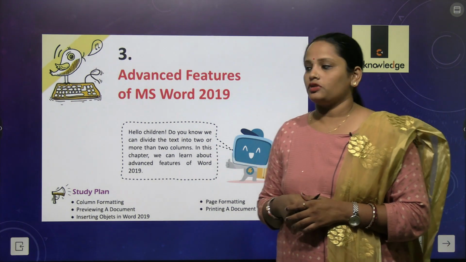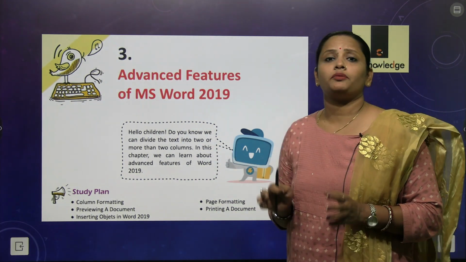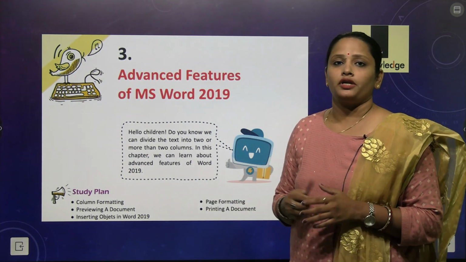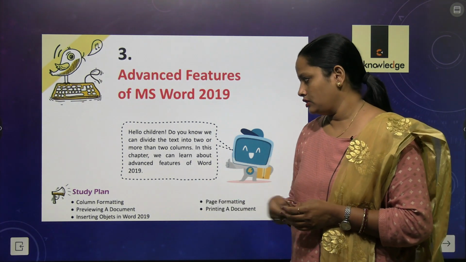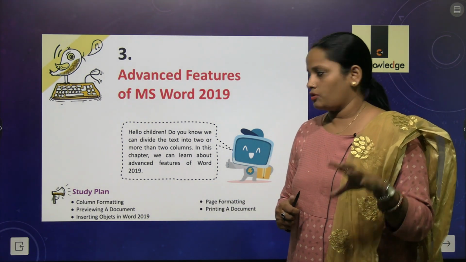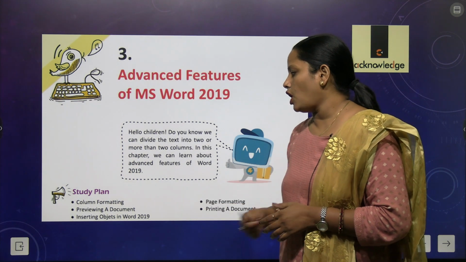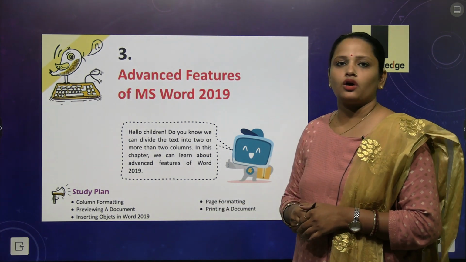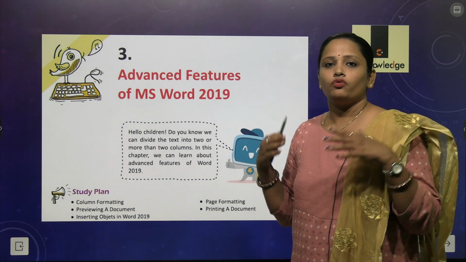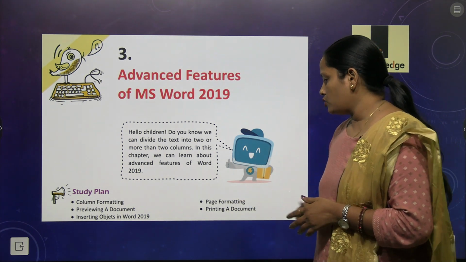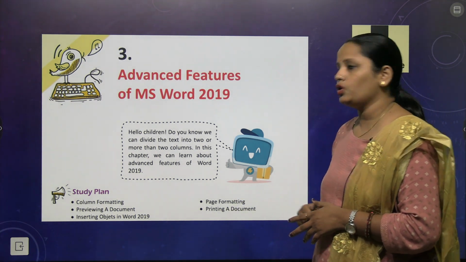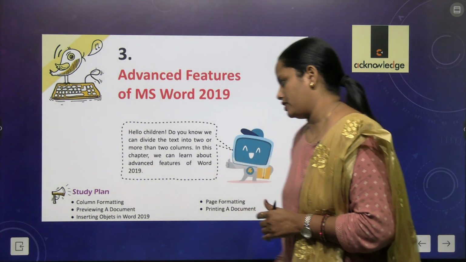So this is chapter 3. In this chapter we are going to learn about column formatting, how to format a column, how to preview our document, inserting objects in Word 2019, how we can insert different objects in a Word document, how to format the page and how to print our document.